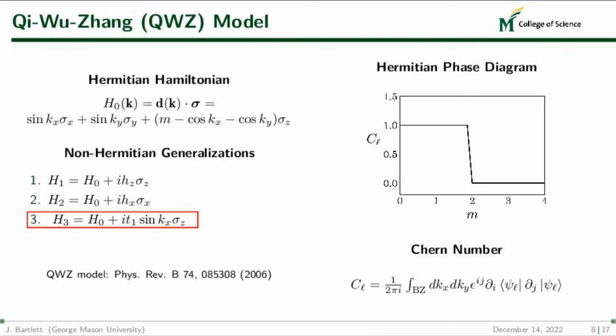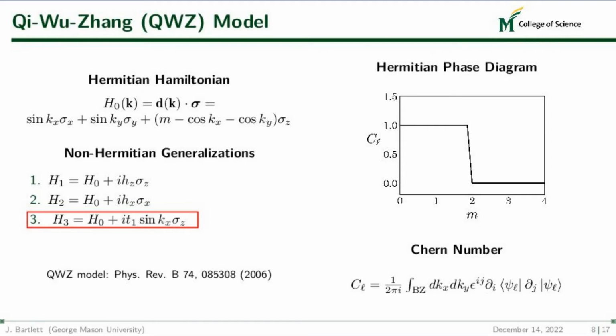So if we look at how many times the eigenvectors wrap this sphere, we see that if m is less than 2, they would wrap it one complete time. If m is greater than 2, the eigenvectors do not fully wrap the Bloch sphere. And so this gives a clear-cut phase diagram where there's a transition at m equals 2.